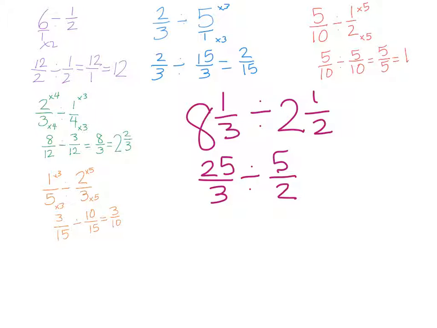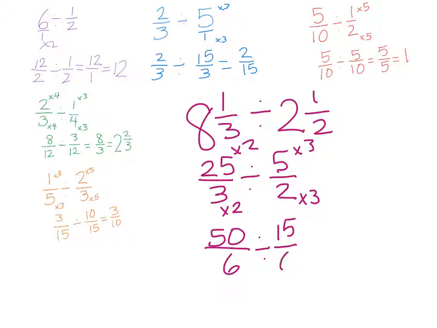But I need to describe them with a common denominator. With the 2 and the 3, common denominator is going to be 6. So I will have to multiply both of these by 2. For the 5 halves, I'll have to multiply both parts by 3. So 25 times 2 is 50 over my common denominator of 6. 5 times 3 is 15 over the common denominator of 6. So I will have 50 pieces that I need to divide in groups of 15. So 50 divided by 15.